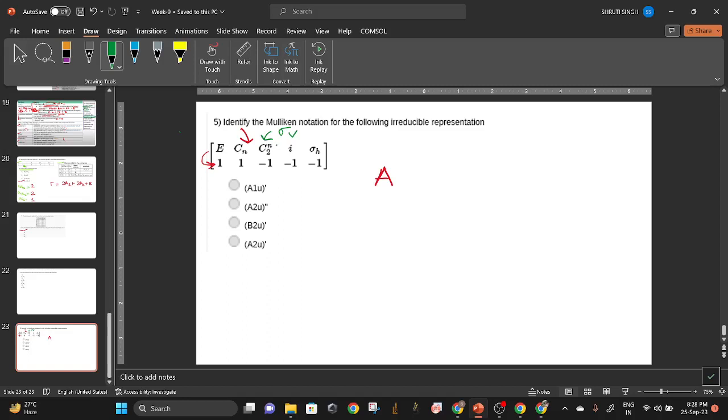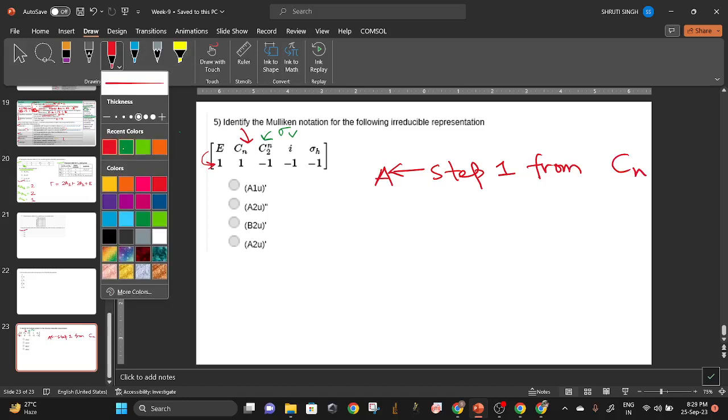Second step is the principal axis now. Step 1 is the principal axis, which will tell whether it is A or B, whether it is letter A or letter B. Okay, this is step 1, from Cn. Step 2 is this. Now A, C2 is there.